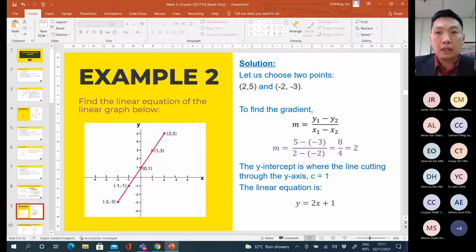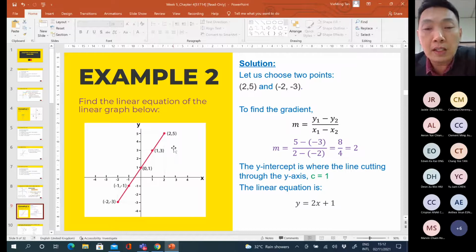Let us try one question. This is the line already drawn, and there are a few coordinates given to us, but the equation is not given. You are asked to identify the equation of this straight line. How to do so? The first step is to calculate the m value, the gradient, using this formula, y1 minus y2 divided by x1 minus x2. So now you need at least 2 points.